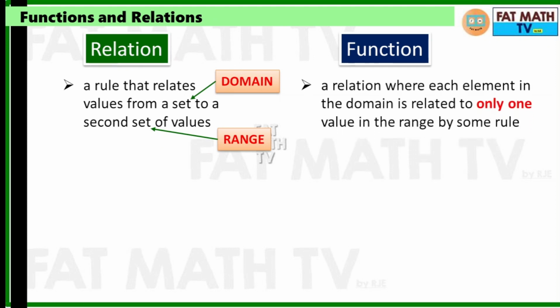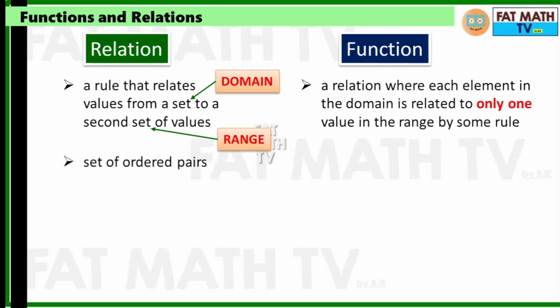While a function is a particular type of relation wherein each element of the first set, the domain, is related to only one value in the second set, or the range, by some rule. So from the definition, we can say that functions are relations. All functions are relations because a function is a relation. But of course, there are other relations that are not functions.